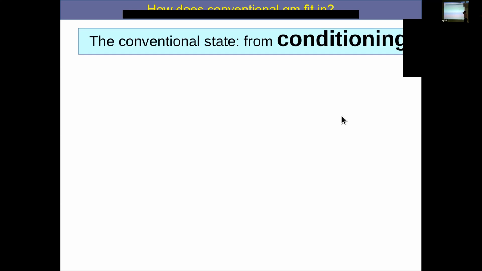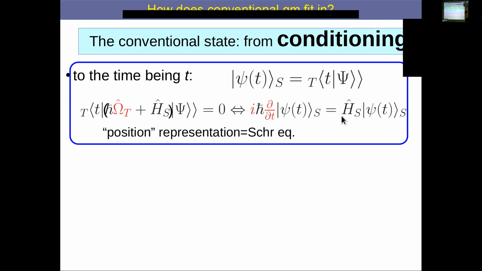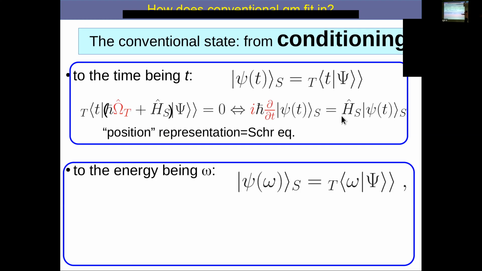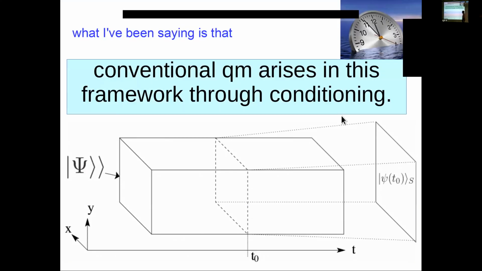So it's important to show how quantum mechanics can be obtained from this extension. I don't have time to go through this, but it's very simple to show that if you project the clock at time t, you get back the Schrödinger equation. If you project the clock to energy omega, you get back the time-independent Schrödinger equation. So it's very simple to see how conventional quantum mechanics arises from this construction.